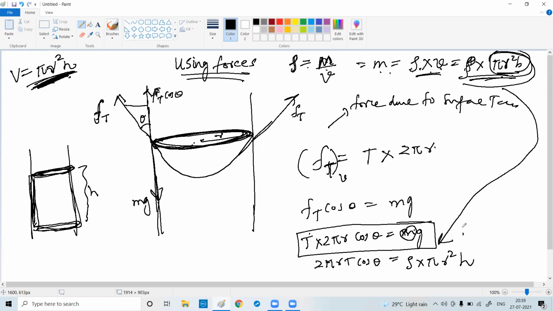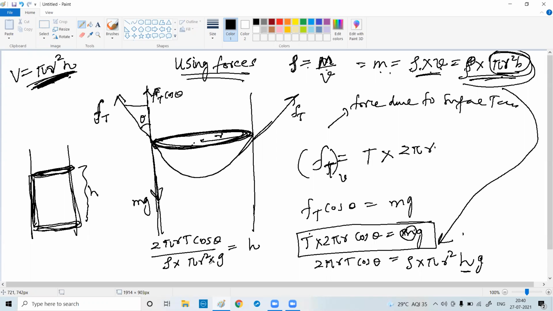Any doubts till now? So what we will do? We will keep h on one side. We will take everything down. So 2 pi r T cos theta divided by rho into pi r square. Oh, g also is there. Don't forget g is there. Yes or no?